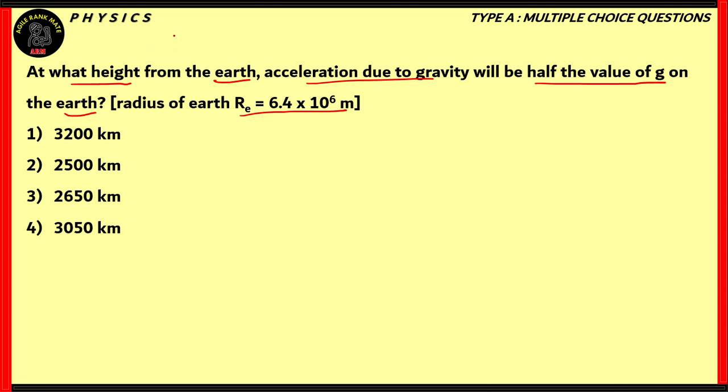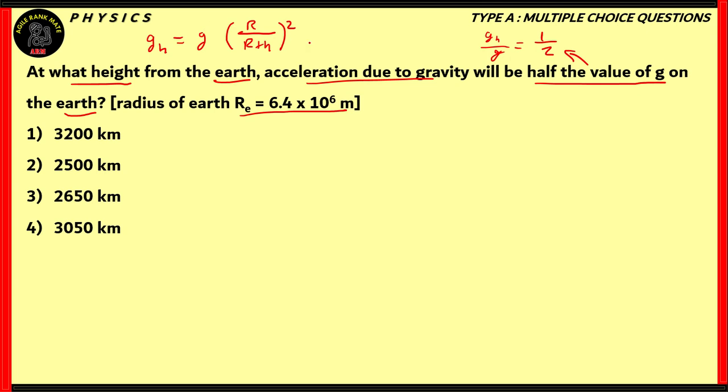Well, acceleration due to gravity at a particular height, which we will write as gh, is equal to g times r over r plus h, the whole squared. So g here stands for acceleration due to gravity at the surface of the Earth. And in the question, acceleration due to gravity is given as half the value of g on the surface. So gh over g is equal to 1 over 2.